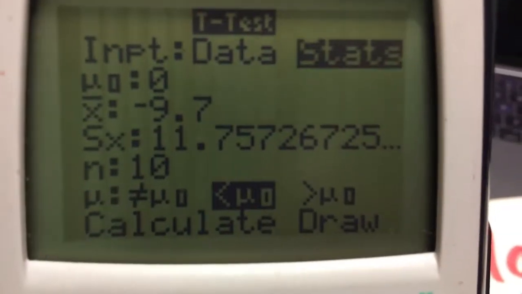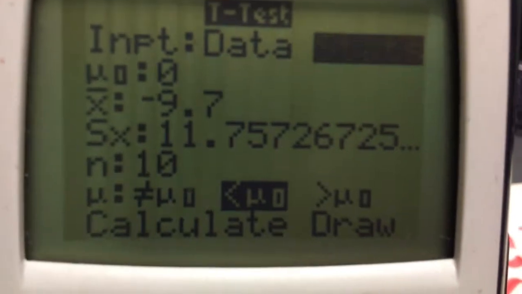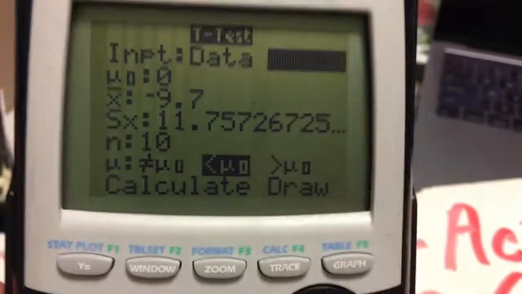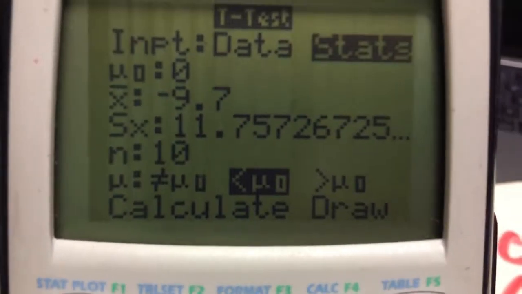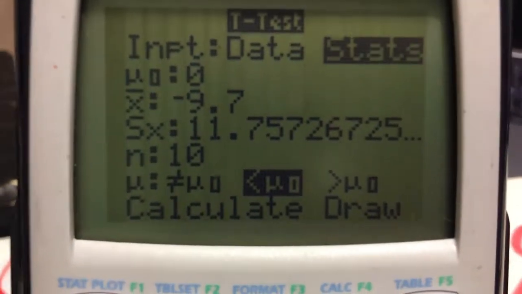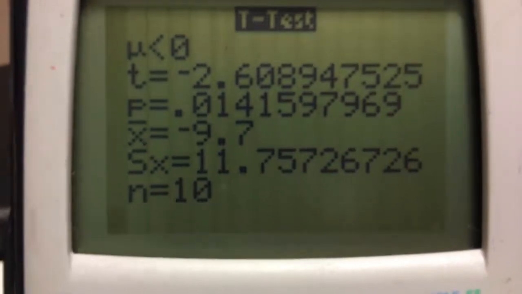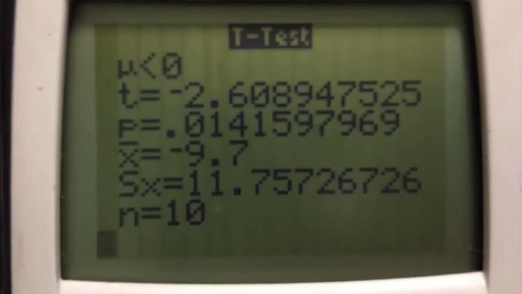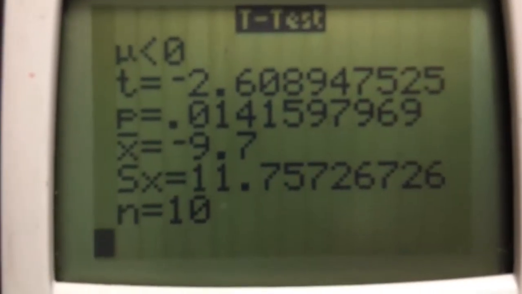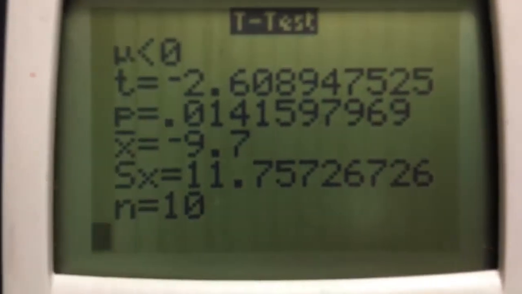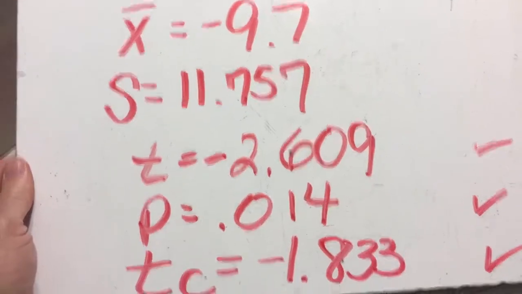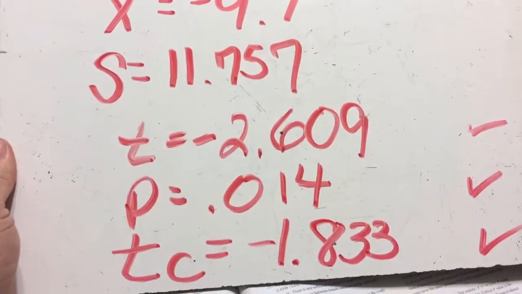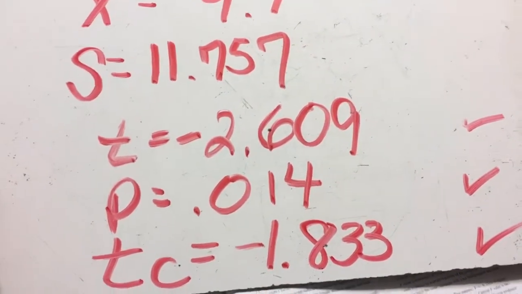Set up my t-test using the data that they gave me, and I chose less than because it's a left-tailed test. Now I'm going to calculate. And t is negative 2.609, and P is 0.014. That's my T and my P, which I put here on my screen. And so now we're doing our test.